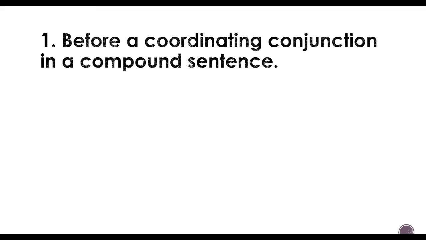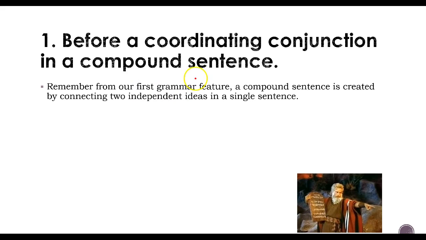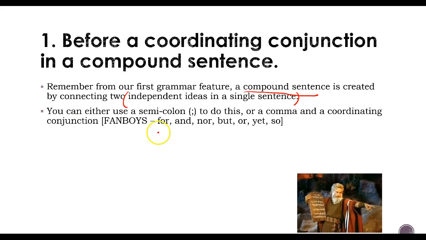So the first area that you want to always use commas, this one we talked about before, is before a coordinating conjunction in a compound sentence. Remember from our first grammar lesson, a compound sentence is a sentence that's created by connecting two independent ideas into a single sentence. And you can either use a semicolon to connect the two independent ideas, or you can use a comma and a coordinating conjunction, like one of the FANBOYS conjunctions: for, and, nor, but, or, yet, so.